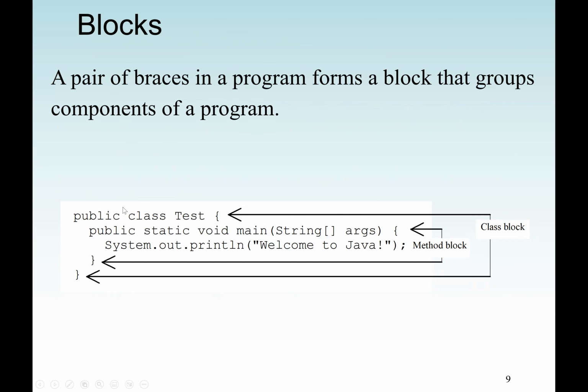So we can see the public class test. We have a class block because we have the brace open and close. So that forms the whole group. In the main method, we also have a brace open and close. So that's the method block.